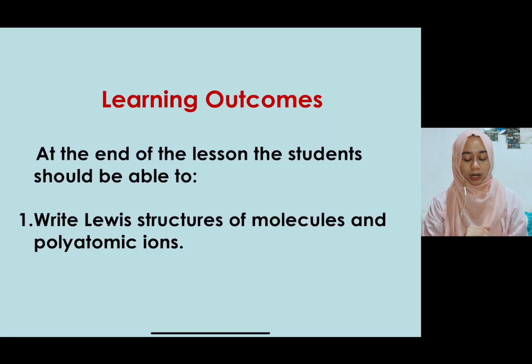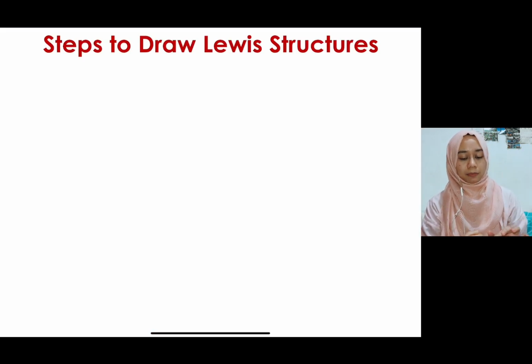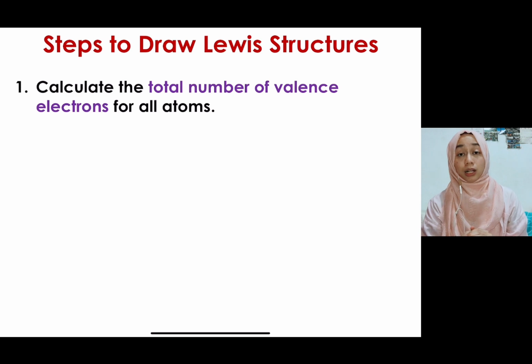So for the learning outcome, by the end of this video, you should be able to write the Lewis structures of a molecule and also polyatomic ions. Okay, so there are steps that need to be taken. The first step to draw a Lewis structure is to calculate the total number of valence electrons of all atoms inside the molecule.